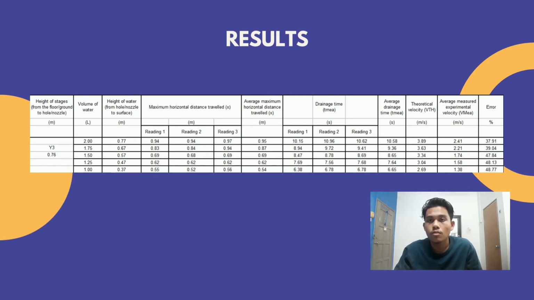For the theoretical velocity, we use the formula V equals square root of 2gh. The unit is meter per second, and for the average measured experimental velocity, we use the formula V equals x times square root of g divided by 2y. The unit is also meter per second.